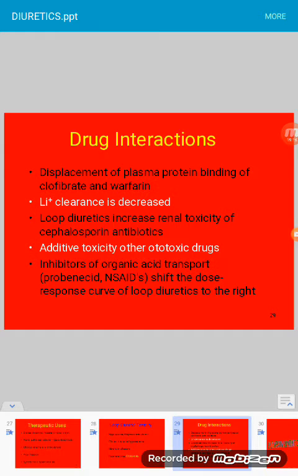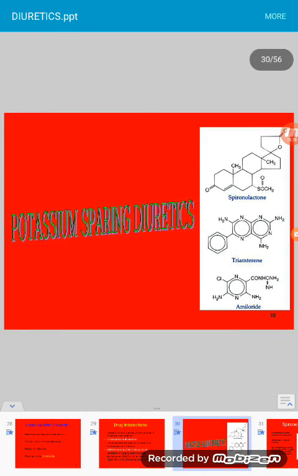And number two is other ototoxic drugs. For example, we have studied the aminoglycoside antibiotics, which produce a potent adverse reaction like ototoxicity. So we should not combine loop diuretics with aminoglycosides, where both have an additive effect in producing severe neural type of deafness.